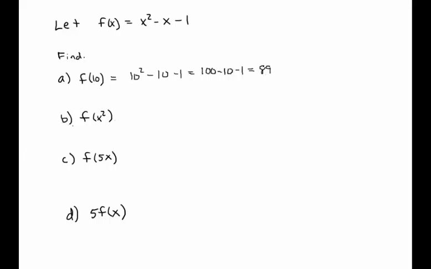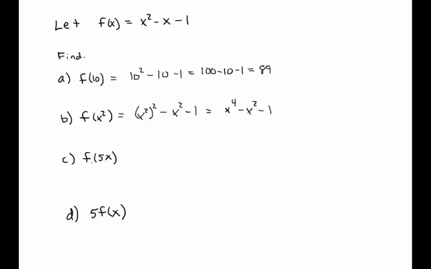In B, we want to find f of x squared, which means we're going to put an x squared in everywhere where there's an x. So we're going to have x squared squared minus x squared minus 1. And this is equal to x squared squared is x to the 4th minus x squared minus 1.